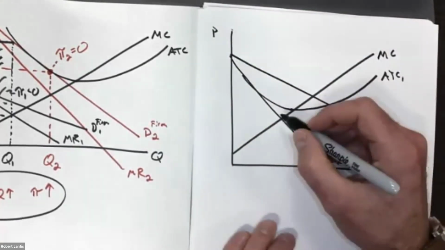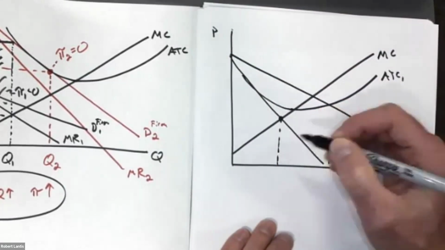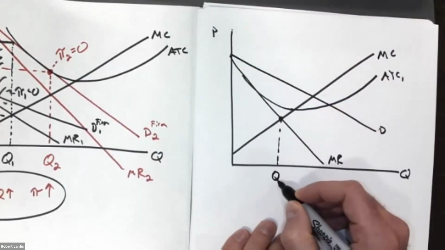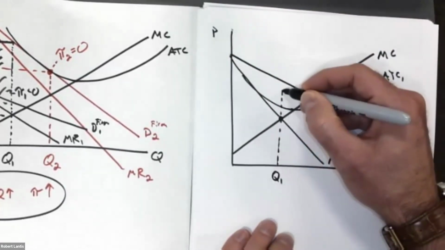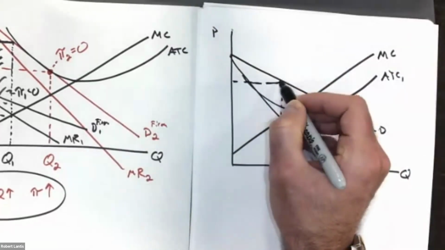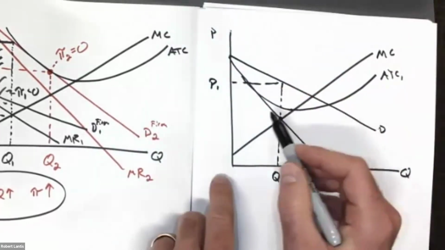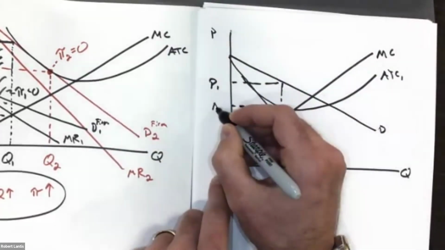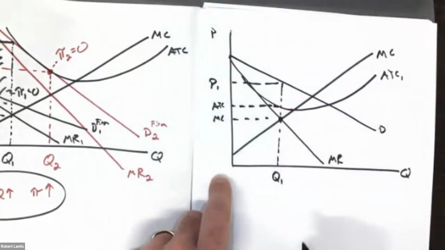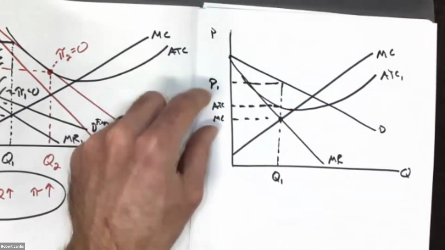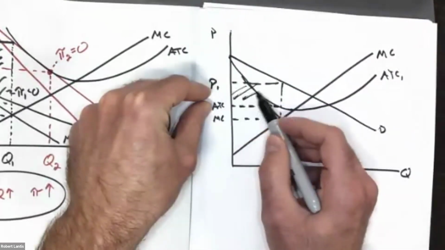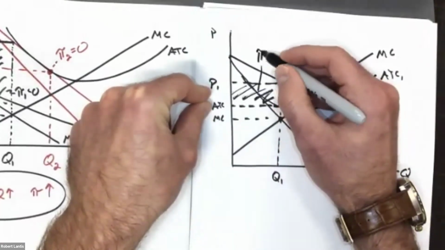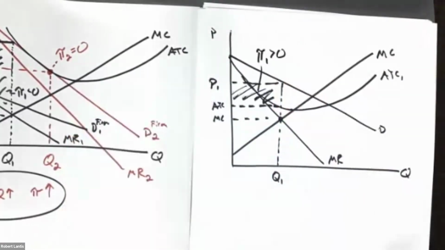Okay. Originally, if I was selling this quantity, I go up to the demand curve to set the price. Price is above my average total cost. It's also above my marginal cost. So I have a markup. But if price is above average total cost, this would represent profits that are positive. Okay.